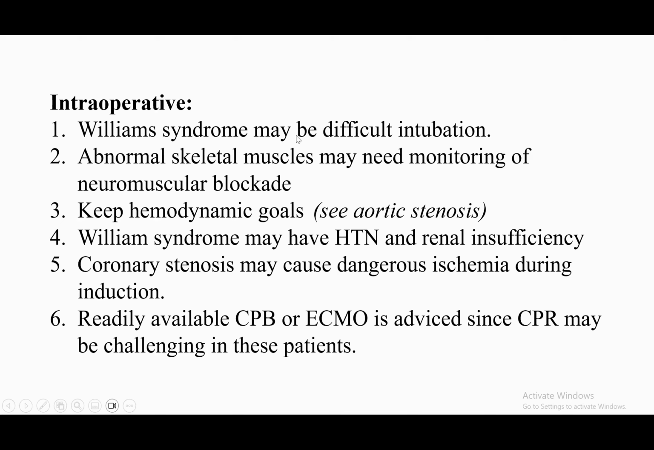Williams syndrome may involve difficult intubation, due to its facies. Abnormal skeletal muscles may need monitoring of neuromuscular blockade. Keep hemodynamic goals like any case of aortic stenosis. Williams syndrome may have hypertension and renal insufficiency. Coronary stenosis may cause dangerous ischemia during induction.